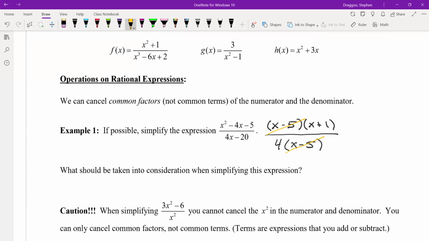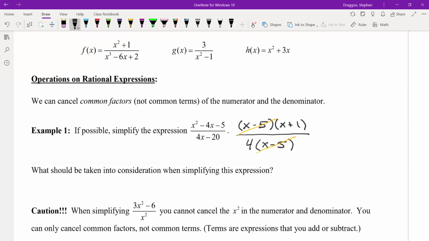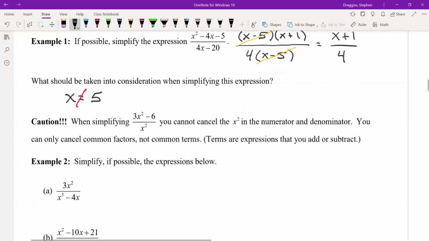It's in this step where I see an x minus 5 being multiplied to both top and bottom that I can remove it. This ultimately ends up being x plus 1 over 4, with one specific caveat that must be taken into consideration when simplifying this expression. 5 is not allowed to be plugged in for x. So x cannot be equal to 5. Because if I tried to plug it in at the beginning into the original function, I'd have a problem. Even though that x minus 5 reduces out of the expression by the end, I'm still not allowed to plug in 5 because it creates a problem from the get-go.